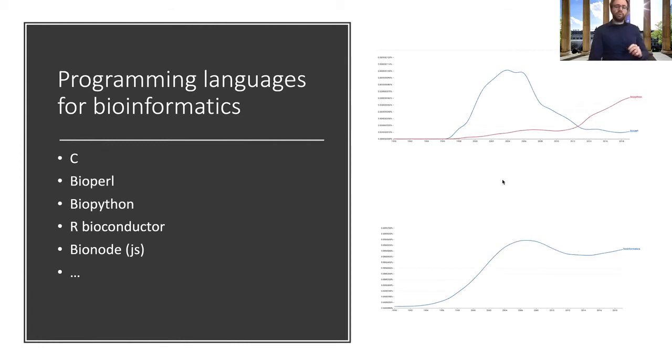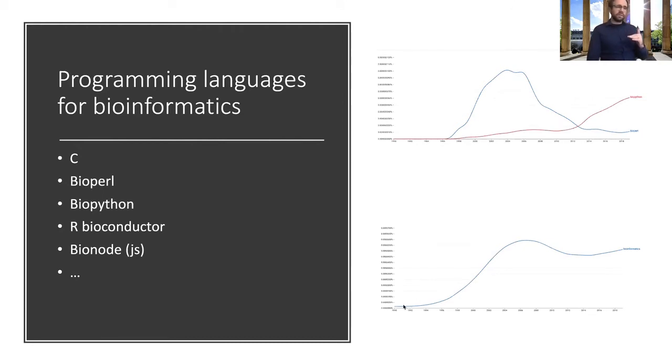By the way, these plots were made using what's known as Google Ngram. It's quite a fun little tool. It shows you the frequency of words in the literature. It has basically parsed millions of books, and then it sees how popular a certain term was over the years.